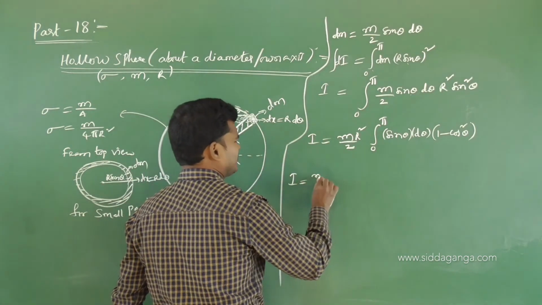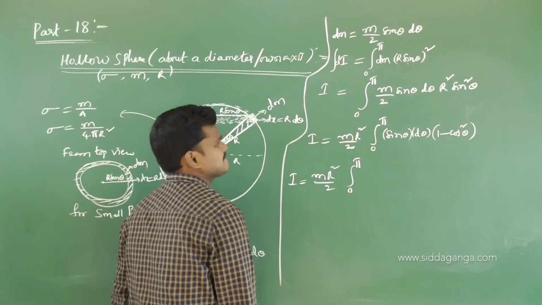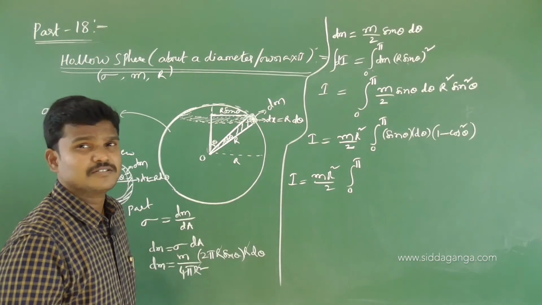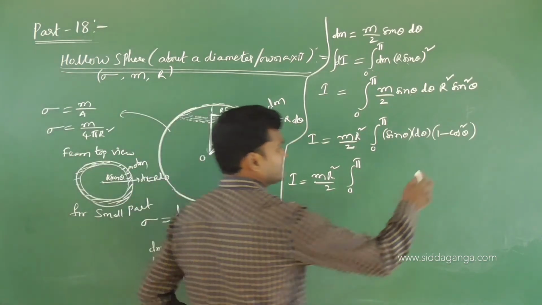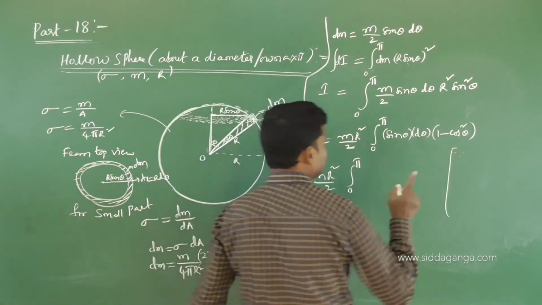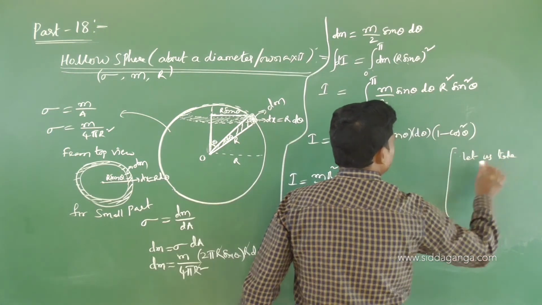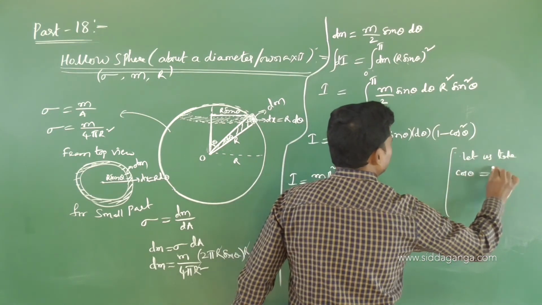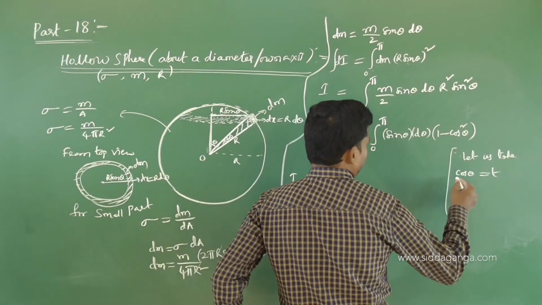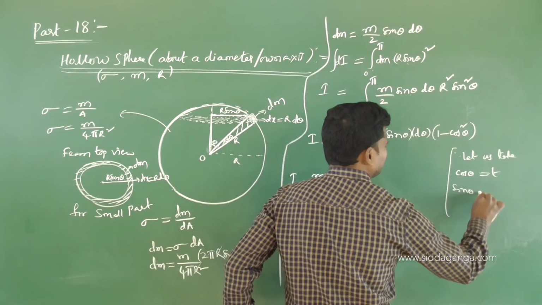So, moment of inertia m r square by 2, integral from 0 to pi. Somewhat complicated situation: sine theta is there, cos theta is there. In integration there are many methods, substitution methods are there, so let me take one substitution method here. Let us take cos theta equal to t. Apply the derivative on both sides. The derivative of cos theta is minus sin theta d theta.